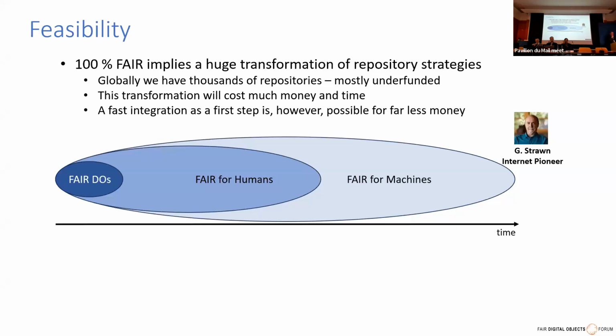So if we want to be 100% FAIR, as I said, it means machine actionability. Now we have thousands of repositories out there, a huge amount of repositories in small departments and big universities and so forth. It's a lot, and they were established or created in the last 2 decades or so, mainly. Mostly they are underfunded.